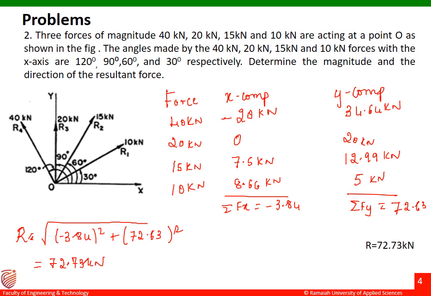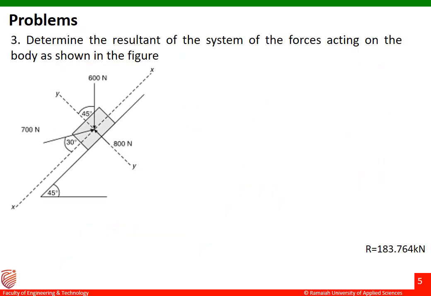This is the resultant. Coming to the magnitude, that is, theta is equal to tan inverse of 72.63 divided by 3.84. So you'll get the answer for theta as 6.97 degrees. So this is the magnitude and then direction of the resultant force. This completes problem number 2. Coming to the third problem.